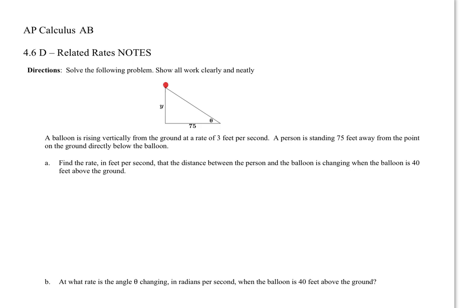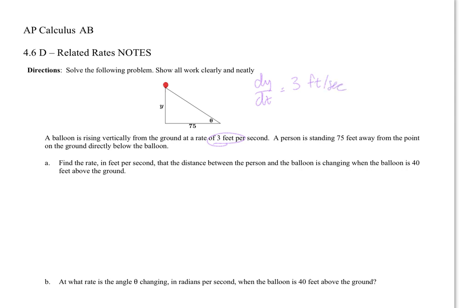Okay, so more related rates. This is one question, but in three separate parts. Okay, so here we go. A balloon is rising vertically from the ground. Again, there's a picture that you can look at, at a rate of 3 feet per second. So that's dy/dt, 3 feet per second.